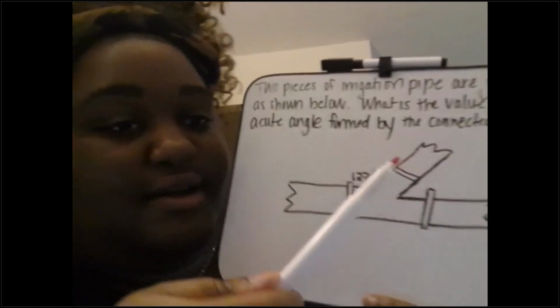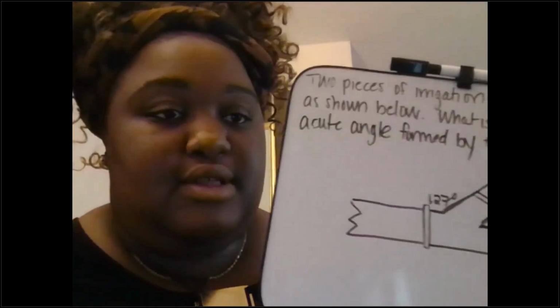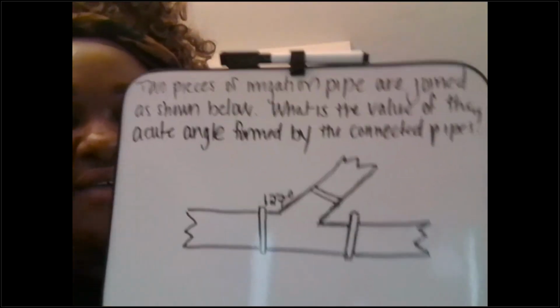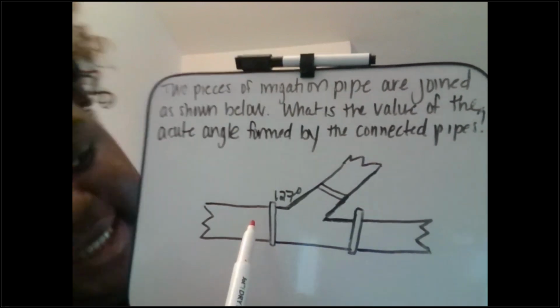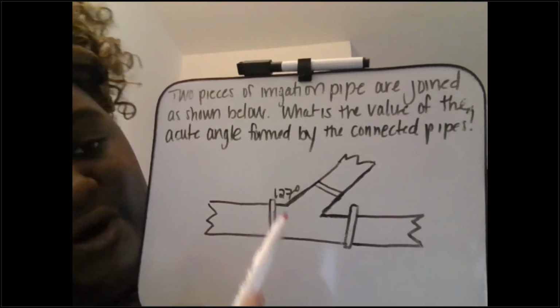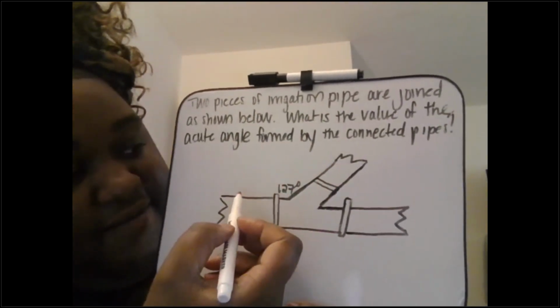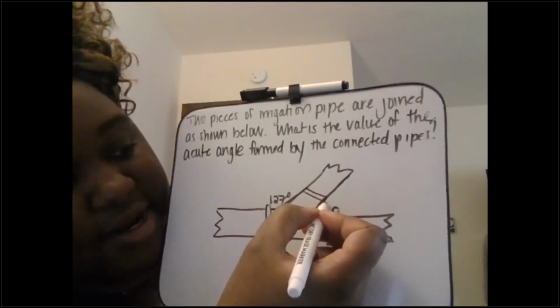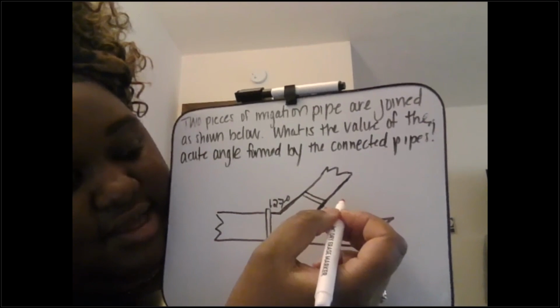So as you can see here, and I'll bring it a little closer, hopefully you can see, there we go. I have this pipe here, and they gave me one angle. They gave me 127. And they want to know what the acute angle is that's formed by the connected pipes. So I'm going to use this marker to show, if this is 127, they want to know what this angle is here. That's my acute angle.